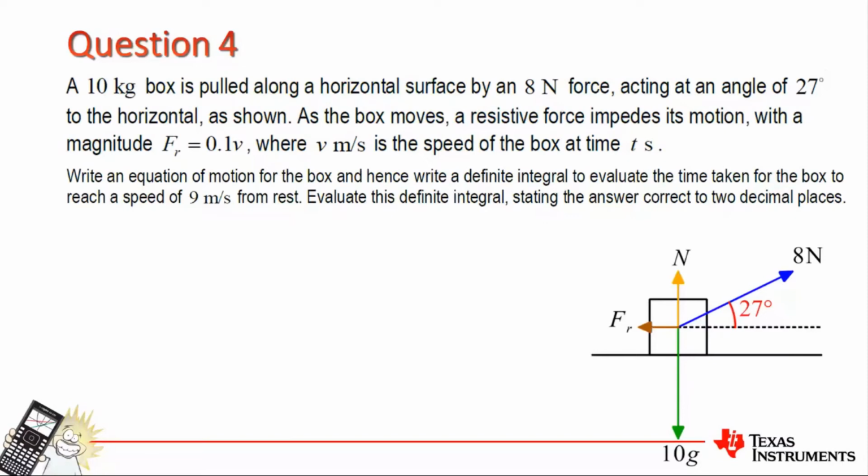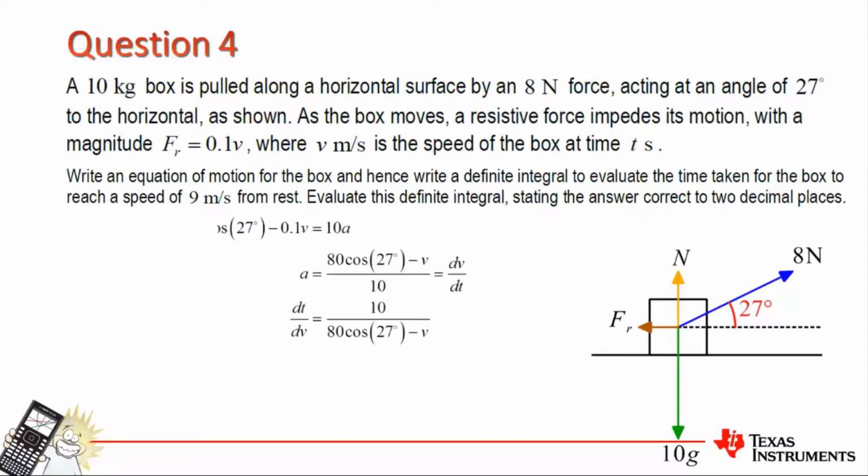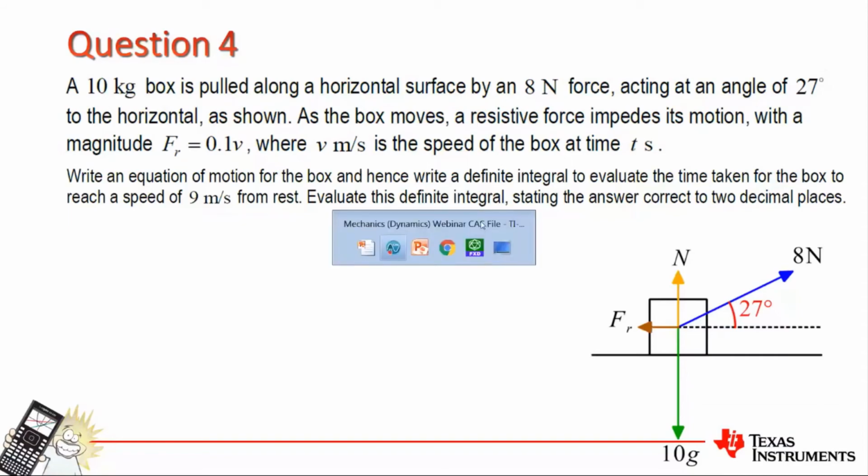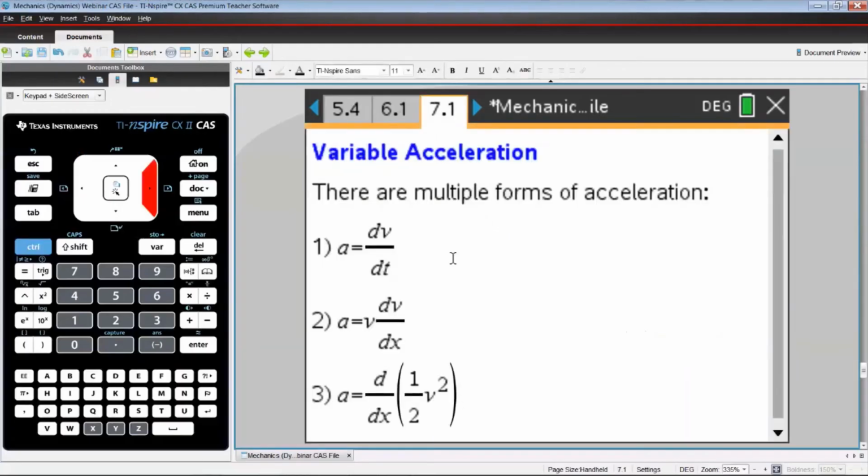All right, so there's a couple of different concepts in play over here. But first things first, what we might do is have a look at the 3 different variable acceleration formulas. So we have a, which is the acceleration, is the derivative of velocity with respect to time, the first derivative. It's also the product of the velocity times the first derivative of velocity with respect to x. And finally, acceleration is also the first derivative with respect to x of half v squared.